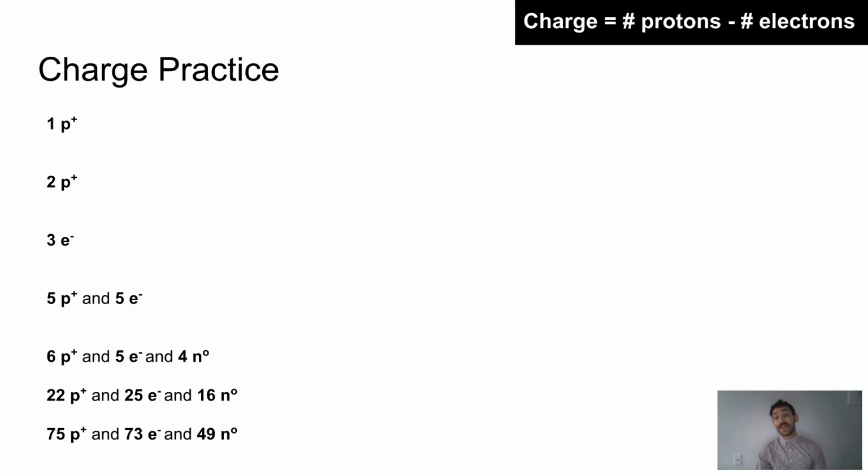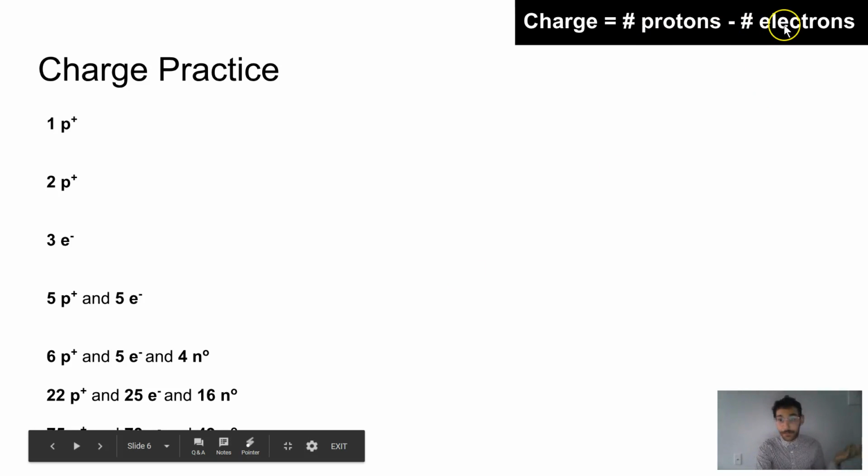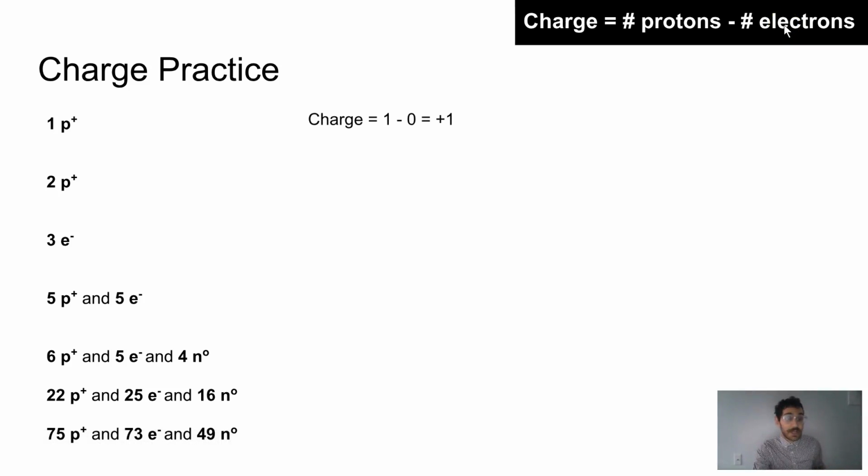Great, so you gave that a try and you paused the video. Let's run through these together. Well, the first 3 are very easy. If I have 1 proton, then I'm just going to plug that in. 1 minus 0, no electrons, that's going to give me +1. If I have 2 protons and no electrons, well, that's going to be 2 minus 0, +2.